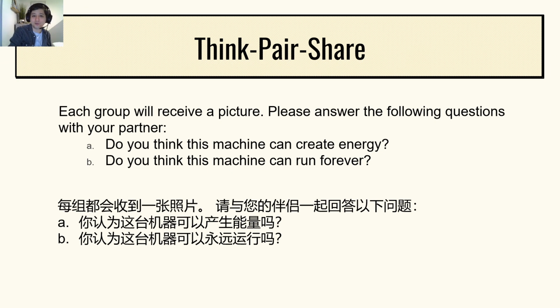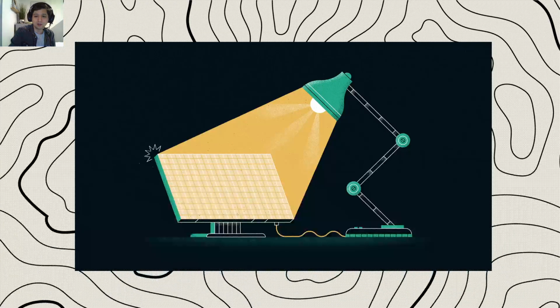I'm going to show you 3 different pictures, okay? And I want you to think whether this machine I show you can create energy and whether this machine I show you can run forever. Okay, so this first picture, do you think that this machine can create energy? And the second question, do you think this machine can run forever? Okay, I want you to think about it for a second. Pause the video if you need to. Okay, so that's the first example.